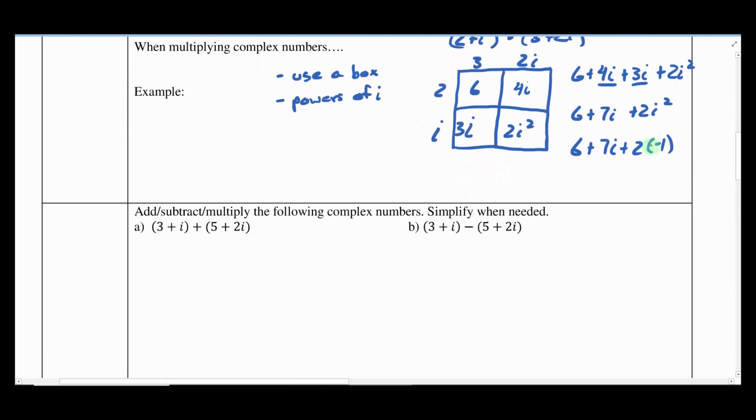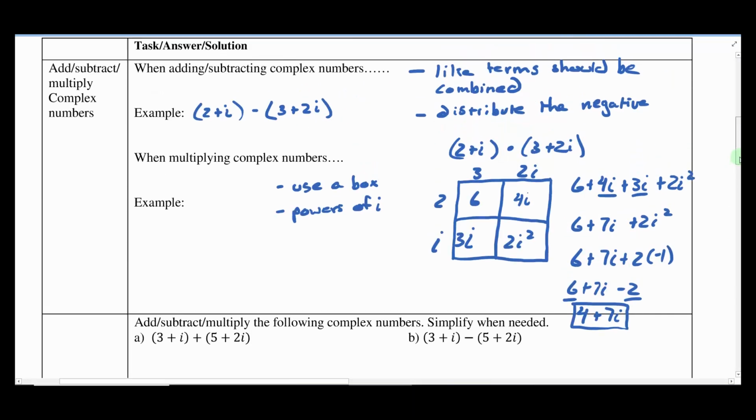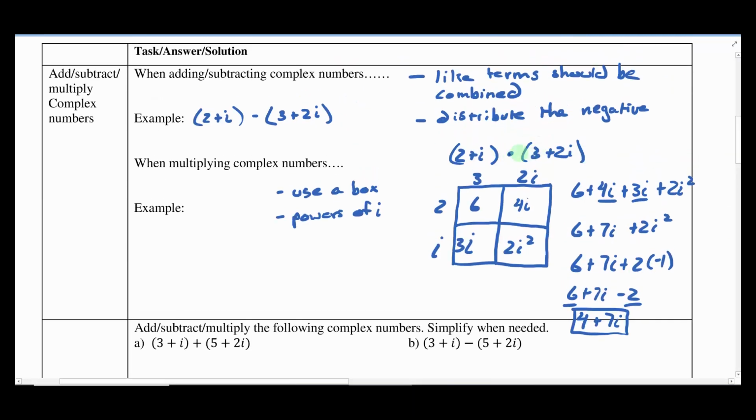Okay? And then we can multiply that out. So we got 6 plus 7i minus 2, and then combine like terms one last time. 6 and -2 combine to give us a 4, so we get 4 plus 7i. And there's our final product after multiplying these two complex numbers. So 2 plus i times 3 plus 2i is 4 plus 7i. All right, so that's a quick example of multiplying complex numbers.